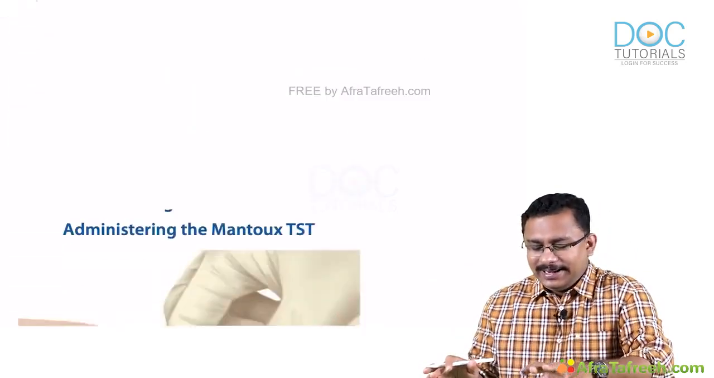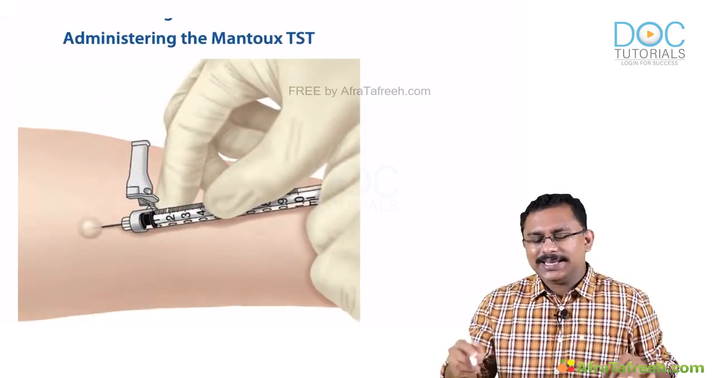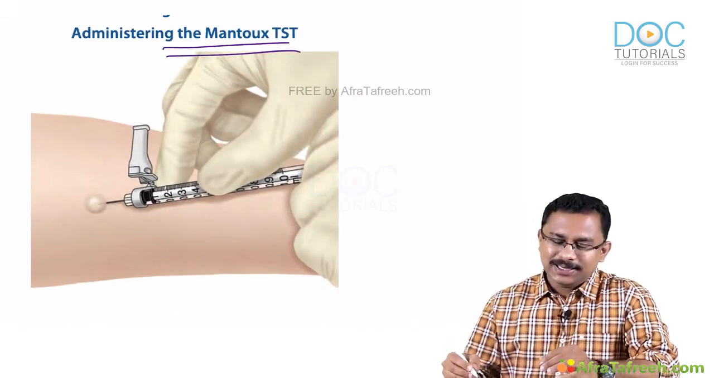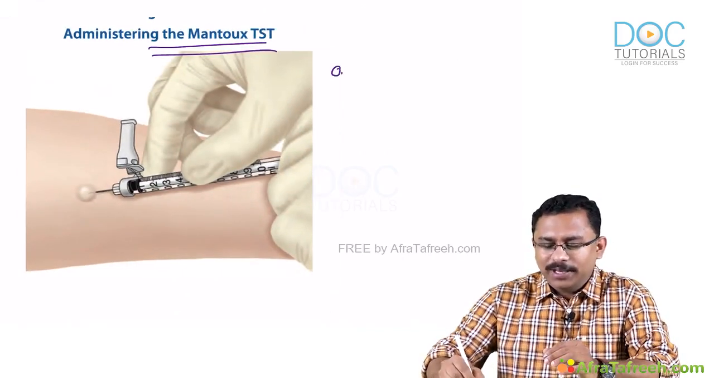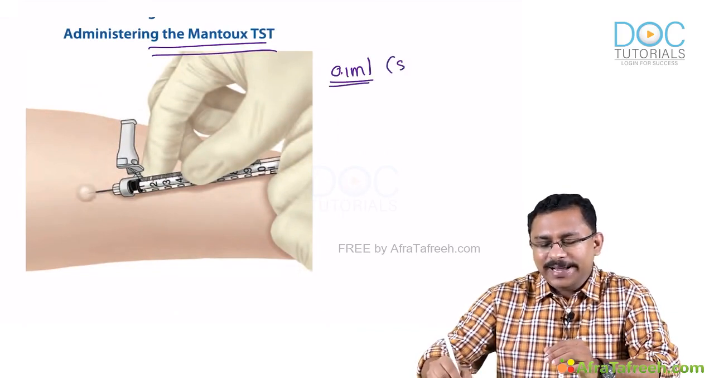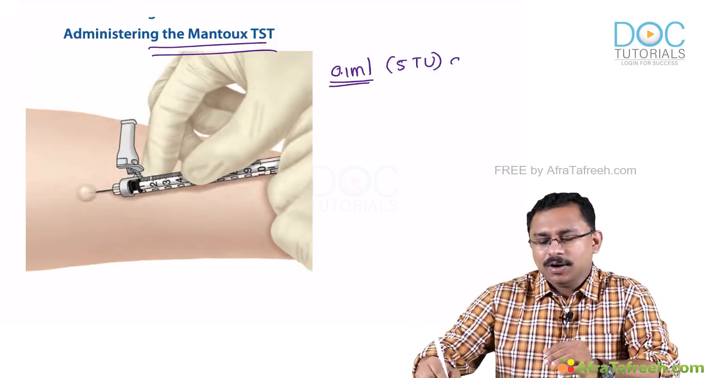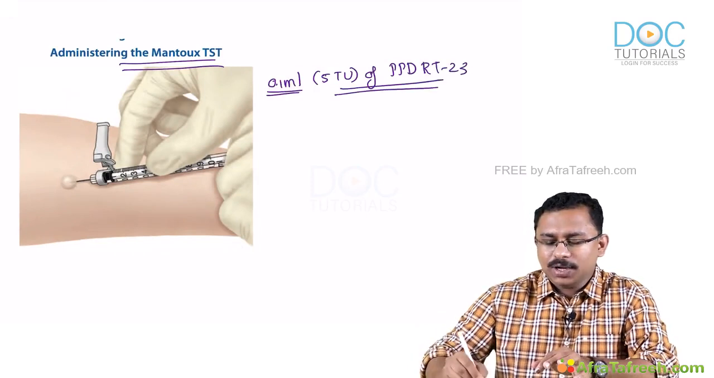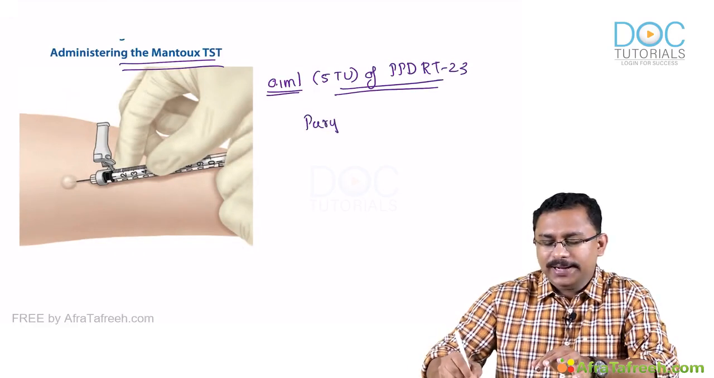Let's see how this test is done. Manto test, a tuberculin skin test. What you do is that you take 0.1 ml, which is 5 tuberculin units of PPD RT23. PPD stands for purified protein derivative.